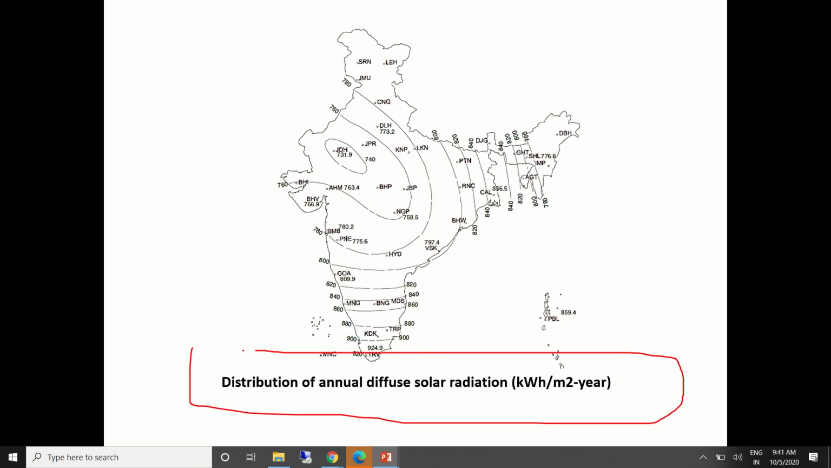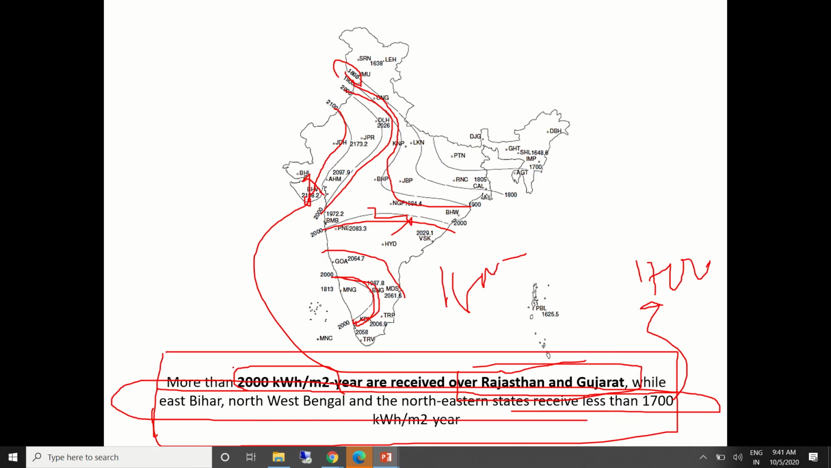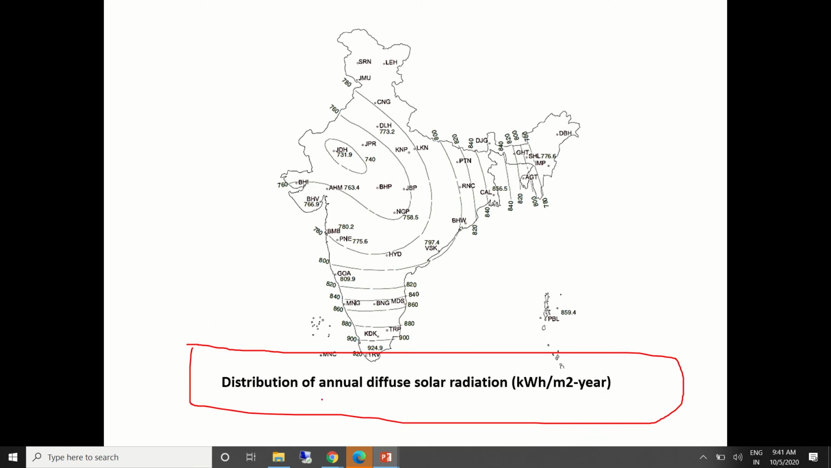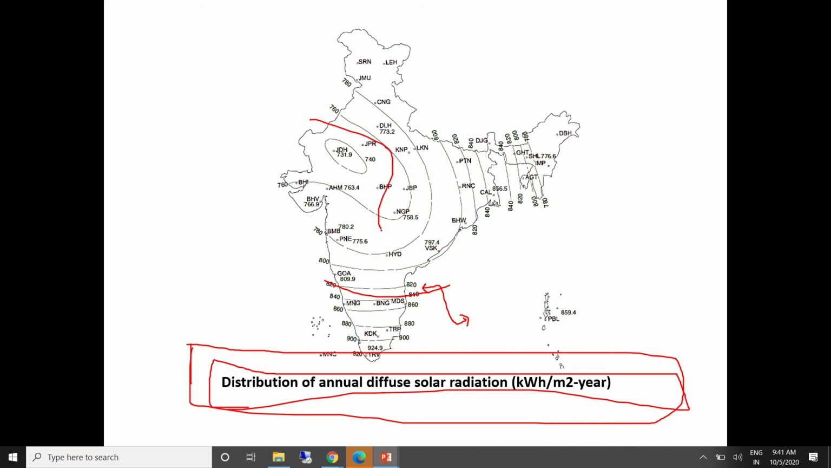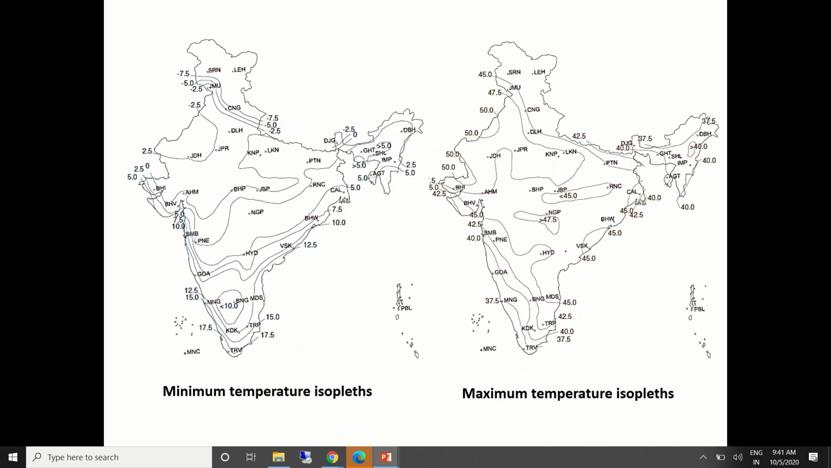Distribution of annual diffuse solar radiation. This is during bright sunshine, and this is during, let's say, overcast conditions. Even then we have potential for light, as well as for the use of solar panels in different conditions. At least we are getting 800 kilowatt hours per square meter of energy in different parts of the country. And I have put in some more graphs.